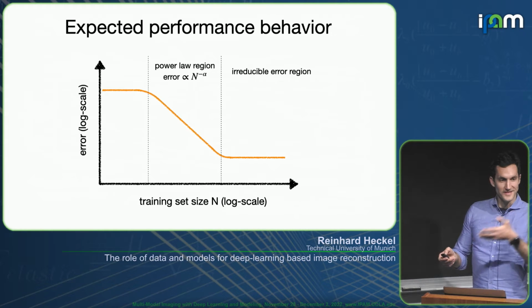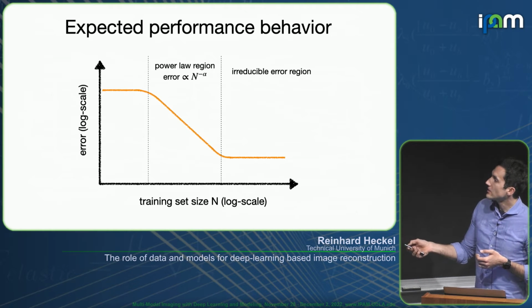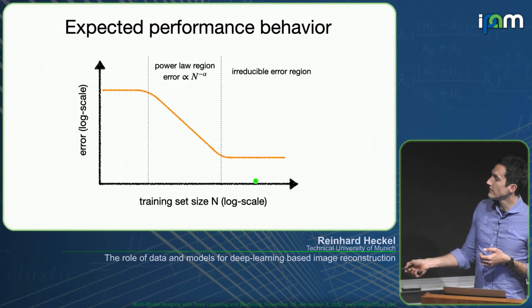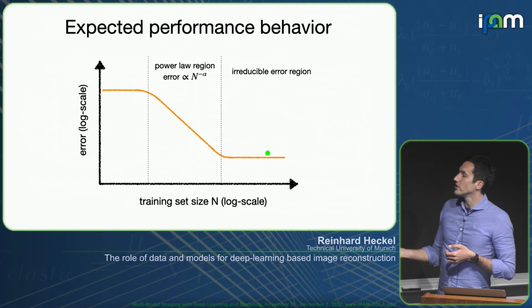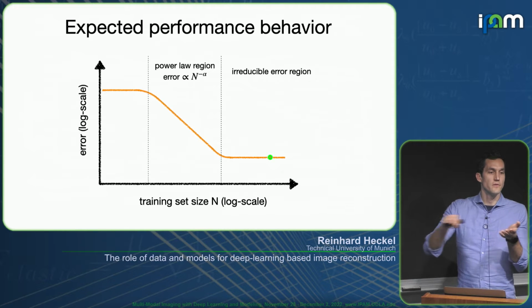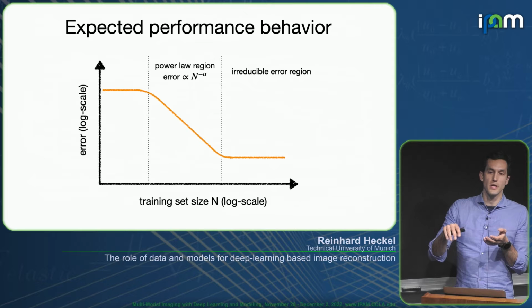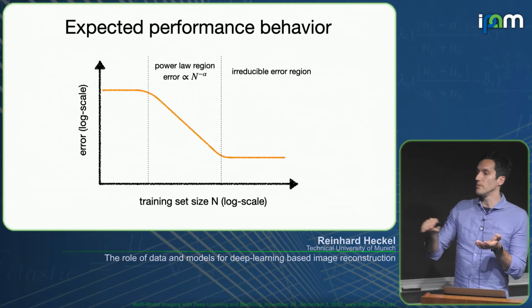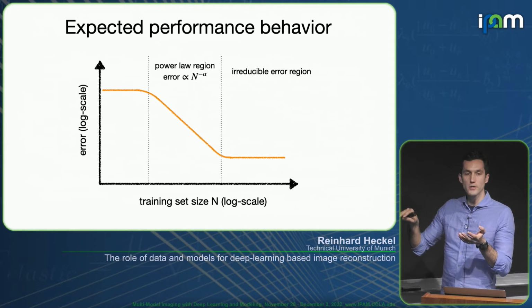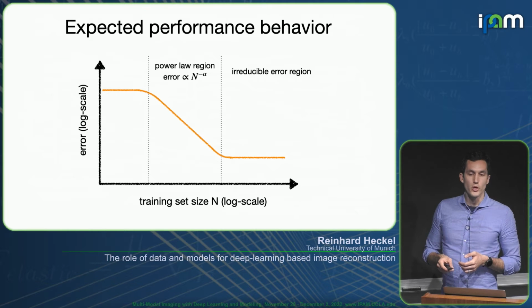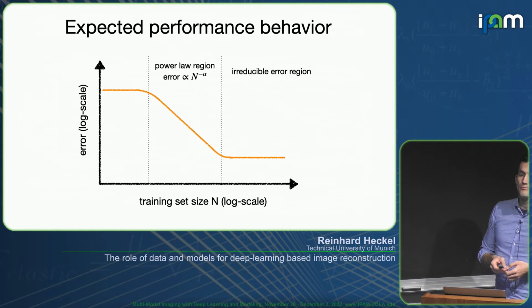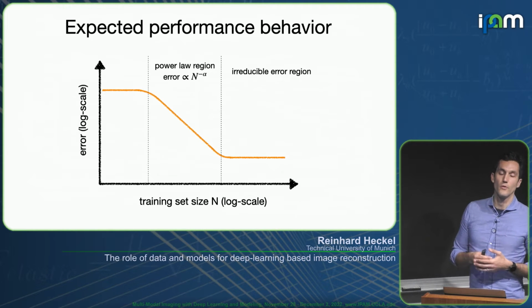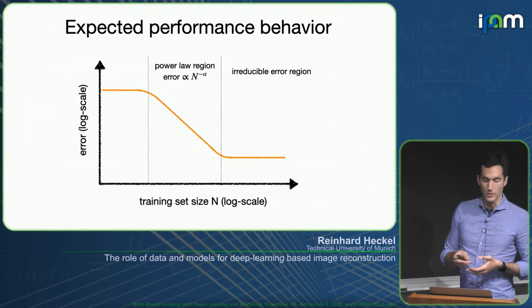And then, of course, it doesn't continue like this forever, right? When we have enough training examples, there's going to come a region where the error doesn't really improve because we achieve the irreducible error. And the irreducible error for denoising would be determined by the noise level. So once we are in the noise floor, we don't expect further improvements from more training data. And we expect the same thing to happen for MRI and for other image reconstruction problems.